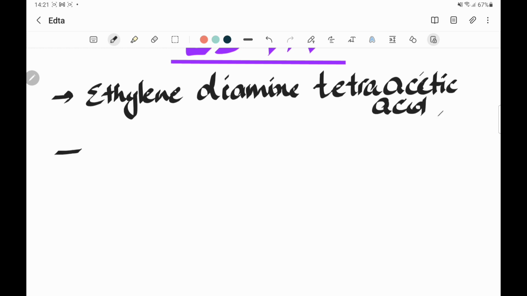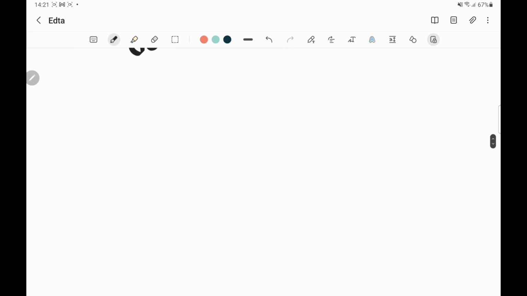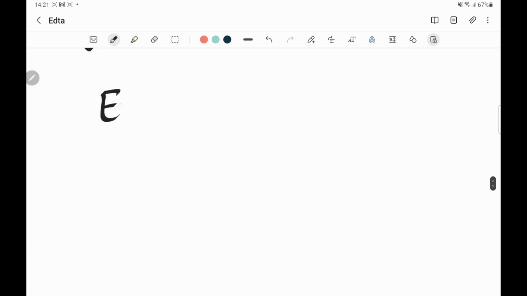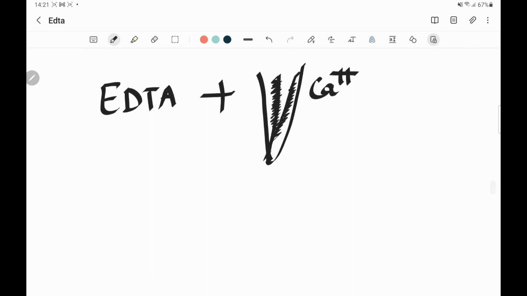EDTA was introduced into practice by Nygaard. How EDTA works is by forming a calcium chelate. What happens when you introduce this EDTA solution into the canal? In the root canal, EDTA binds with the calcium ions present in the dentine, and therefore it makes the dentine friable. That's why it's easy now to remove the dentinal walls or root canal walls.